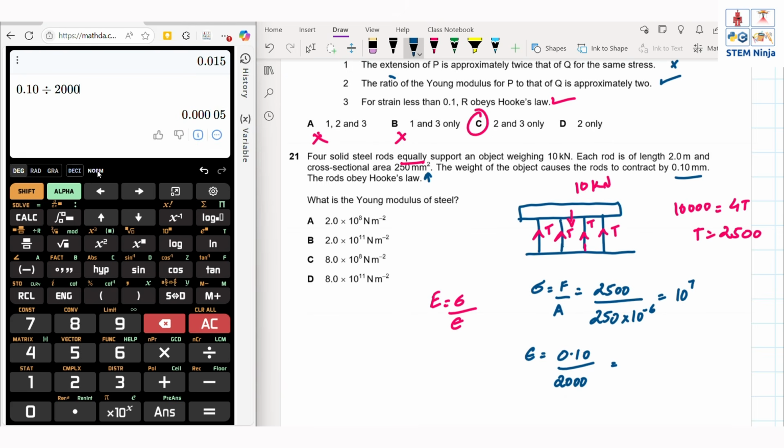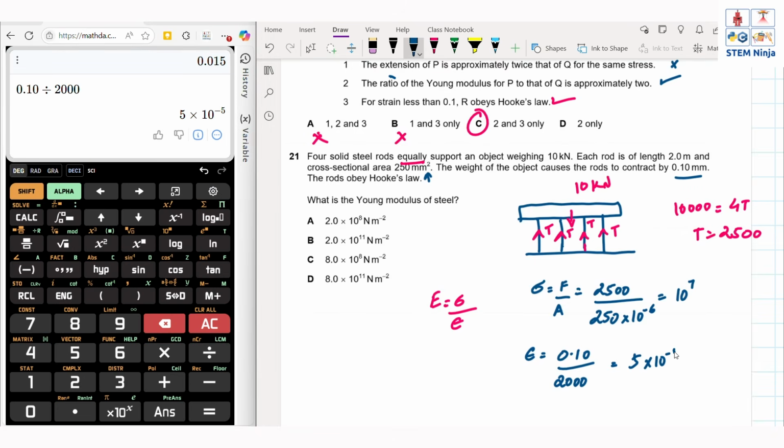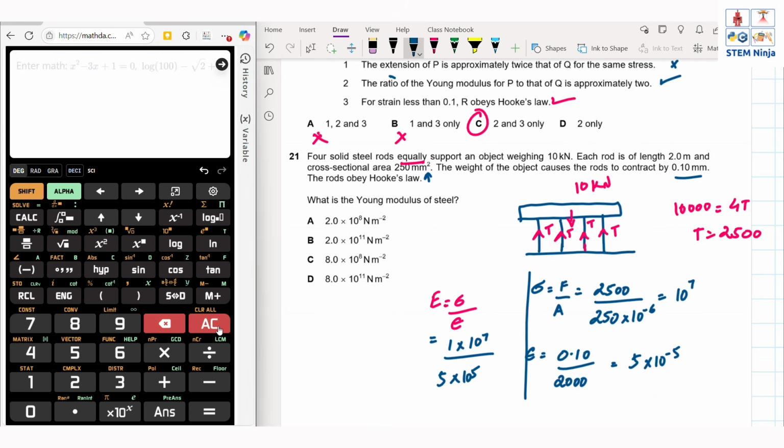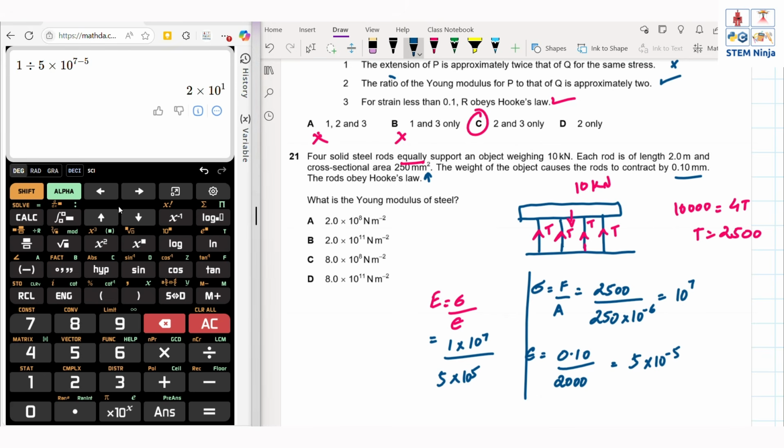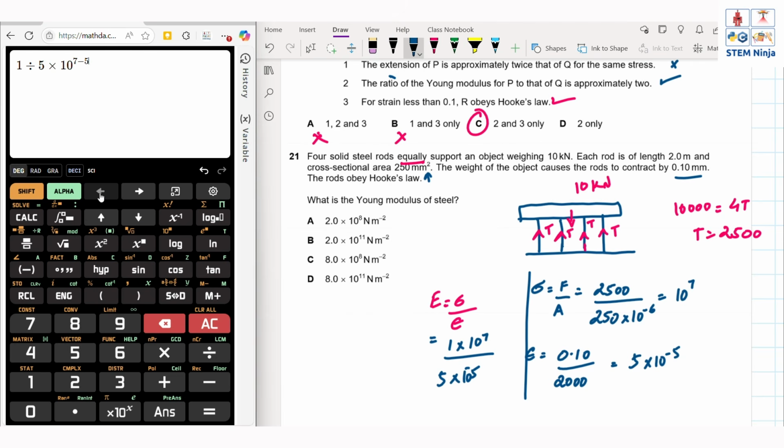And for strain, we have 0.10 divided by 2000. If we convert this into scientific standard form, that is 5 times 10 raised to power minus 5. So once we plug it into the formula, stress over strain, we get 1 times 10 raised to power 7 divided by 5 times 10 raised to power minus 5. So we get 1 divided by 5, and 10 raised to power 7 minus, oh no, sorry, this is plus 5. This is 10 raised to power minus 5, so plus 5. That gives 2 times 10 raised to power 11. So that is the B part.